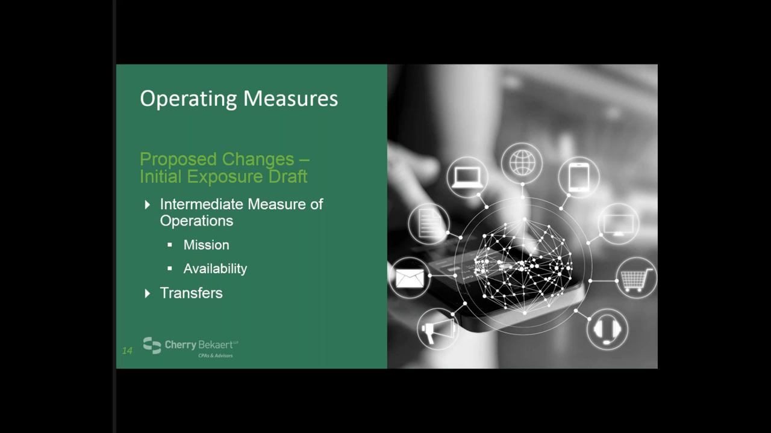Yeah, so now we'll go a little bit more into the particulars of the operating measure piece of that exposure draft. So really it covered two areas, the intermediate measure of operations piece and then also transfers. We're going to go into transfers a little bit further on in the presentation, but we're going to start with just the intermediate measure of operations and what that's going to look like. So basically two filters we're looking at this through to define those measures. One, maybe through mission, the purpose for existence of the organization. Another one is through availability, what resources are available for current period activities.